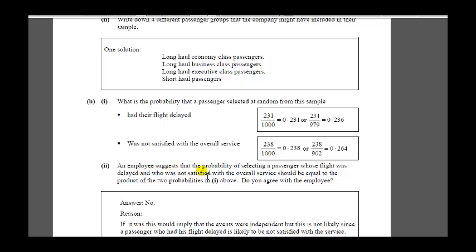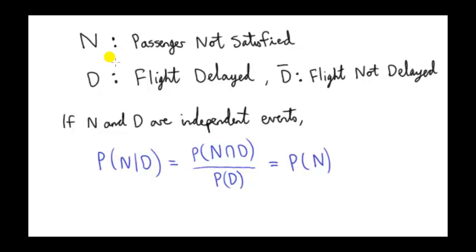An employee suggests that the probability of selecting a passenger whose flight was delayed and who was not satisfied with the overall service should be equal to the product of the two probabilities in part 1. So let's consider the two events that the probabilities refer to. One event is that the passenger is not satisfied. Let's call that event N, N for not satisfied. The other event, D, is that the flight was delayed.